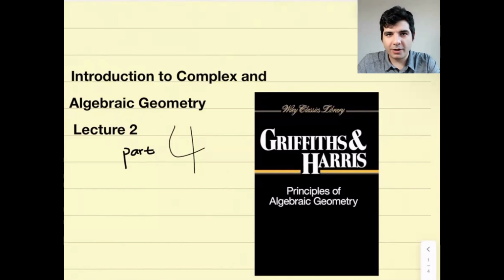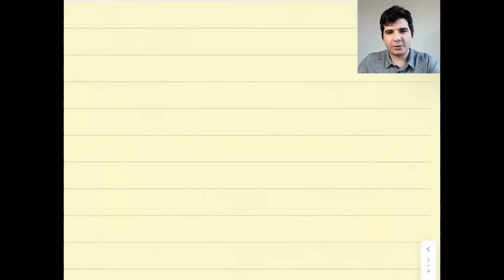Welcome back to the fourth part of our second lecture on Introduction to Complex and Algebraic Geometry. So today we are going to discuss how being analytic and holomorphic are essentially equivalent, right? So let's do a quick review.